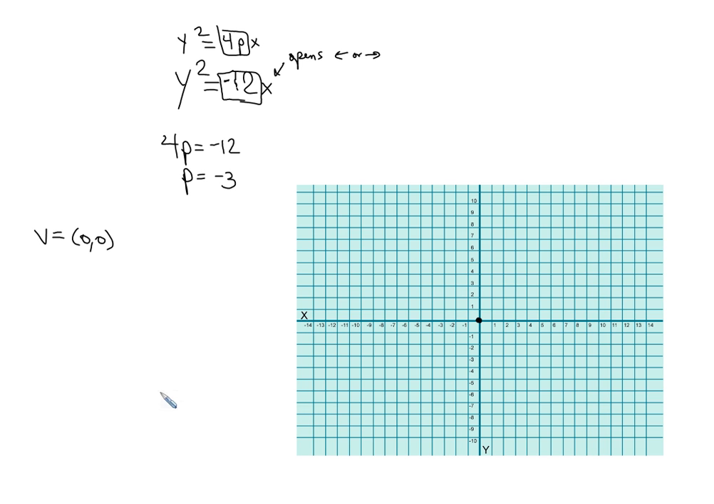So which way is this actually going to open, left or right? So this is going to open which way? Left, in the negative direction. Okay? So I sketched this in really lightly just to remind me, which way am I going to have to go to get to my focus then? To the left. How many units? 3. So we're going to go 3 units in the negative direction. There's our focus.